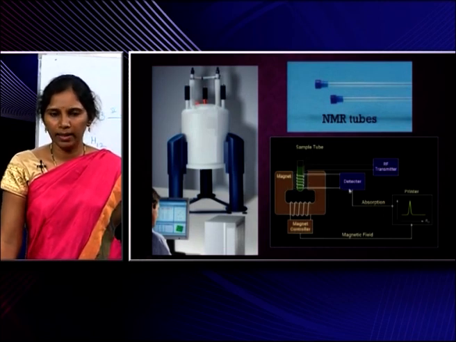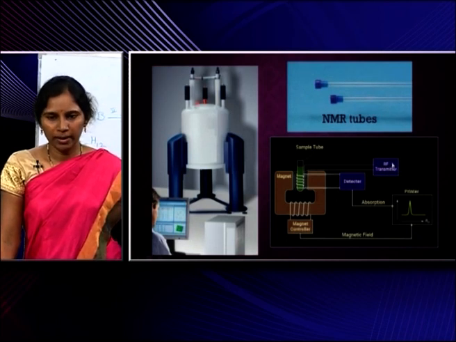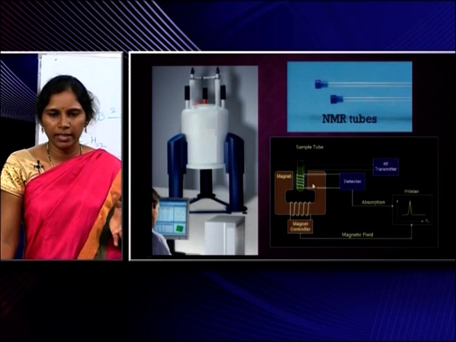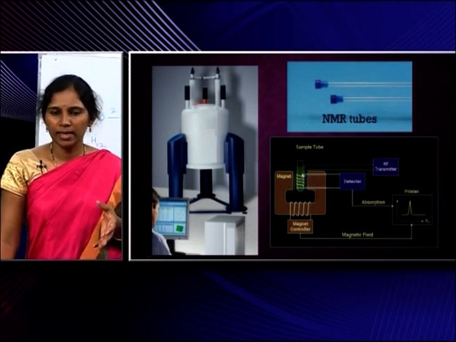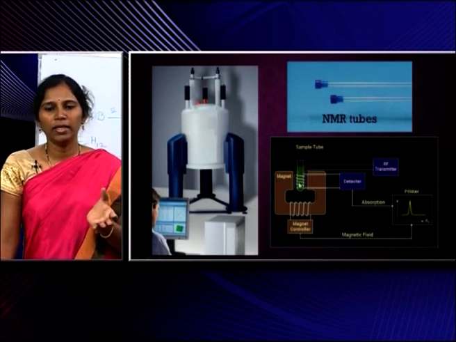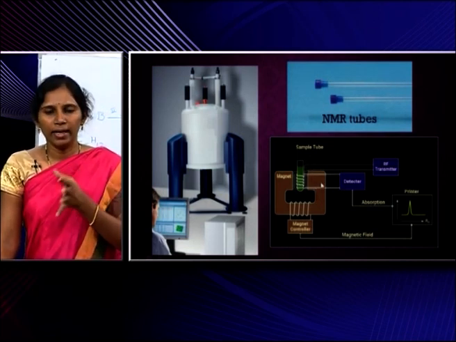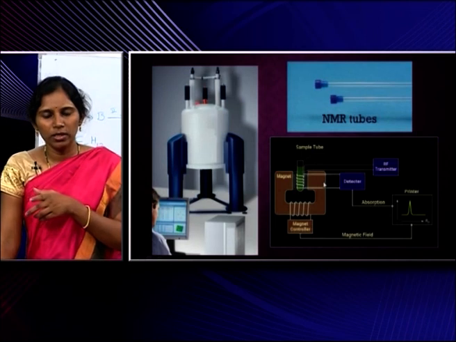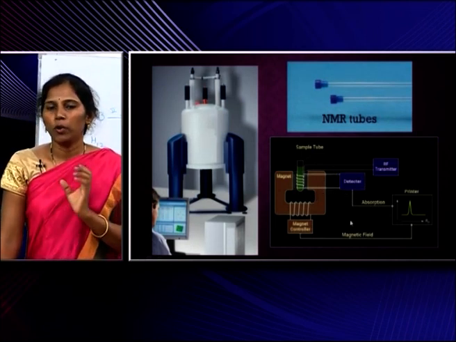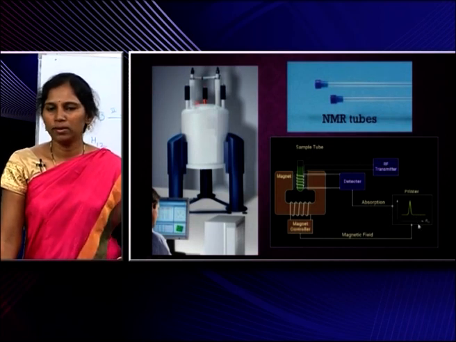And we keep the NMR tubes in between the poles of the magnet, and from the RF transmitter, radio frequencies, or radio waves, will be generated, irradiating the samples, and the resonance takes place here itself, producing energy in the form of radiation, and that radiation will be absorbed by the detector, producing a peak in the NMR spectrum.